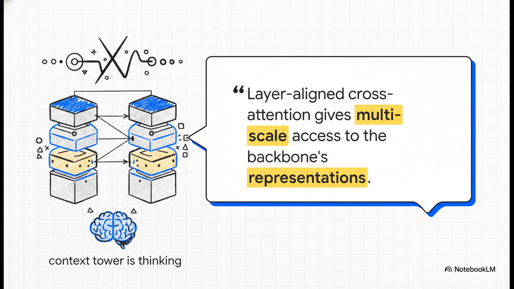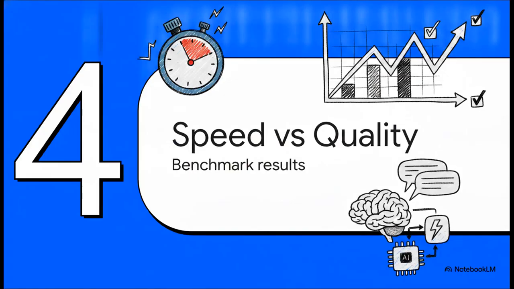Older diffusion methods used to just broadcast the very last hidden state of the network. But here, denoiser layer I cross-attends directly to context layer I. This layer-aligned setup gives the denoiser multi-scale access to literally everything the context tower is thinking at every single level of the network.